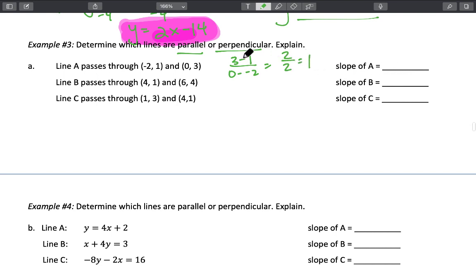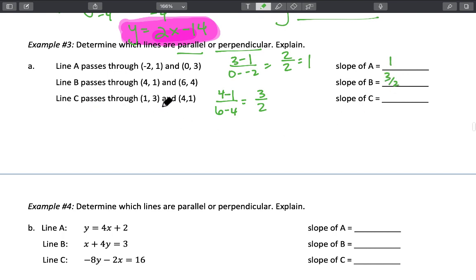Let's see if I calculated that right. 3 minus 1 is 2, and 0 minus negative 2, yep, that's 2. So my slope of line A is 1. Let's find line B. I have 4 minus 1 divided by 6 minus 4. That's going to give me 3 over 2. So the slope of line B is 3 over 2.